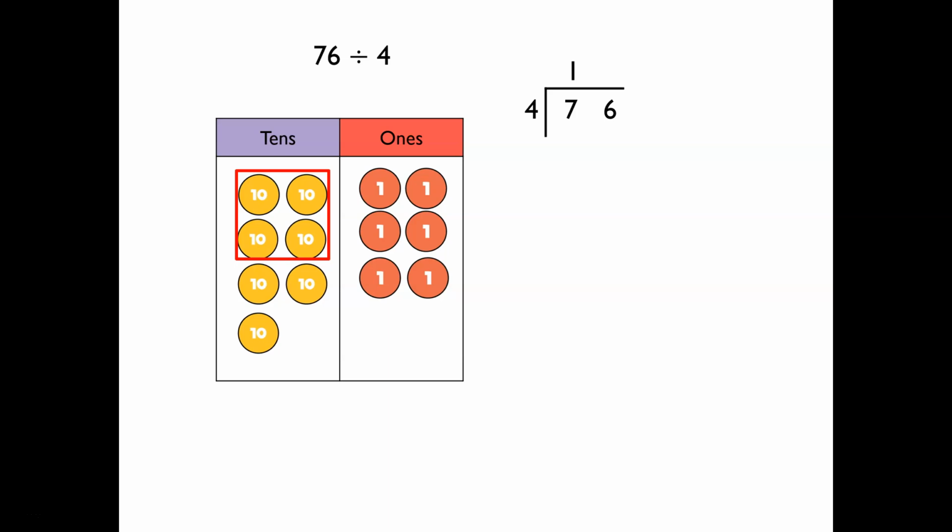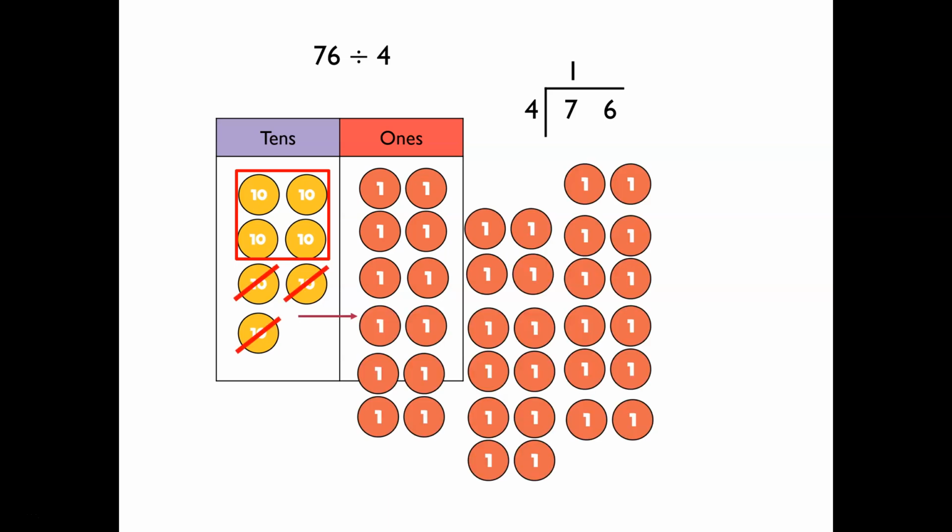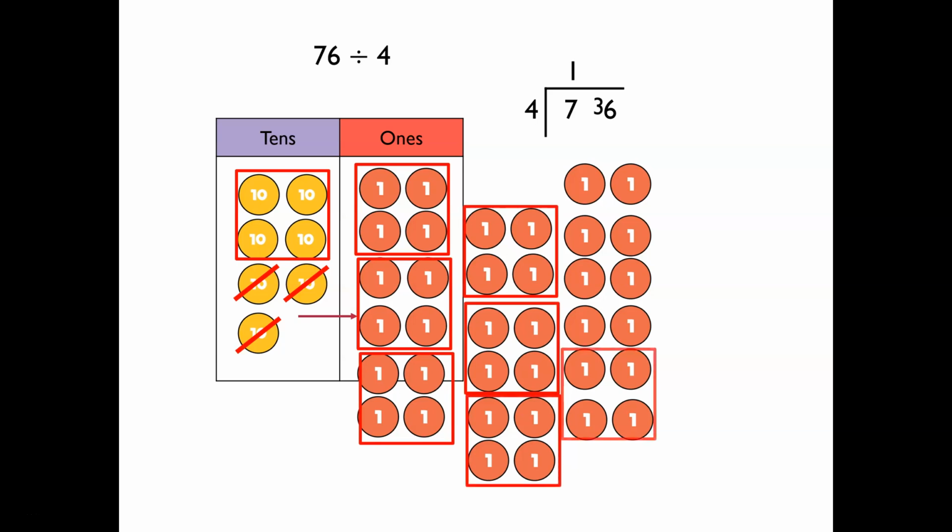These must be exchanged. We record this exchange in the formal written method by placing a small 3 beside the ones digit, which is 6. Now we have 36 ones to be divided into groups of 4. Using our times table facts, we know that there are 9 groups of 4 in 36. Let's see. We record this above the ones digit in the formal method.